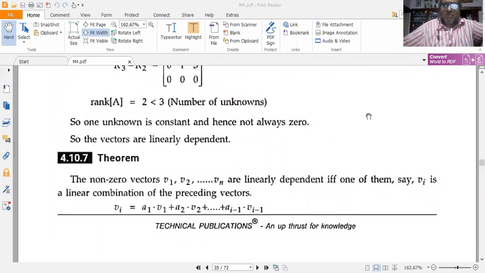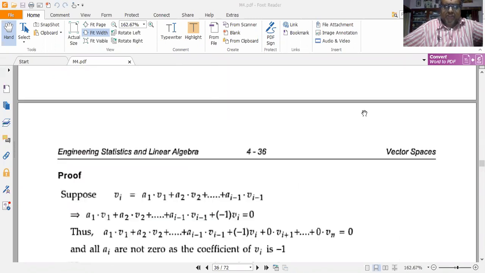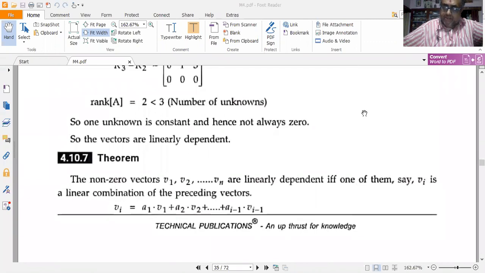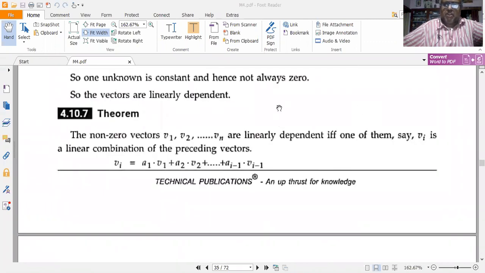Hi friends, welcome to another video lecture of this course. We have to study a theorem and its proof. The statement of the theorem is: the non-zero vectors v1, v2, etc. till vn are linearly dependent if and only if one of them, say vi, is a linear combination of the preceding vectors, represented as vi is equal to a1 v1 plus a2 v2 plus etc. till ai minus 1 into vi minus 1.